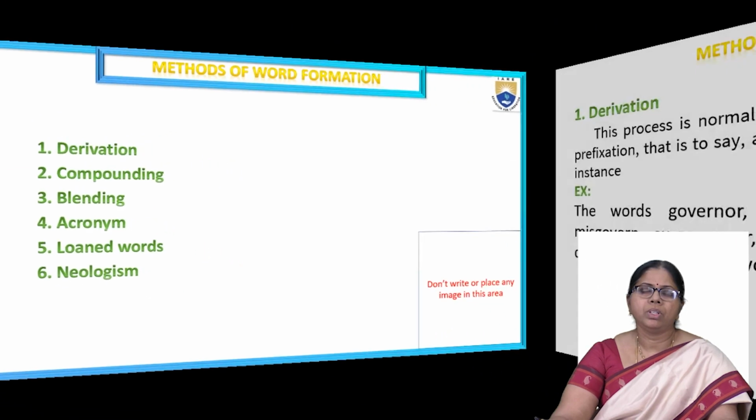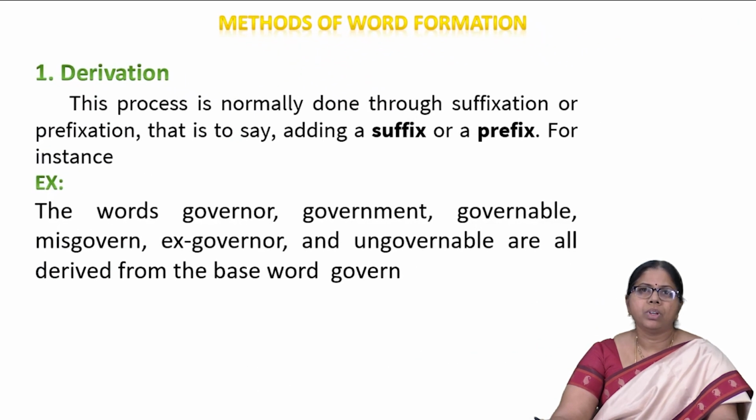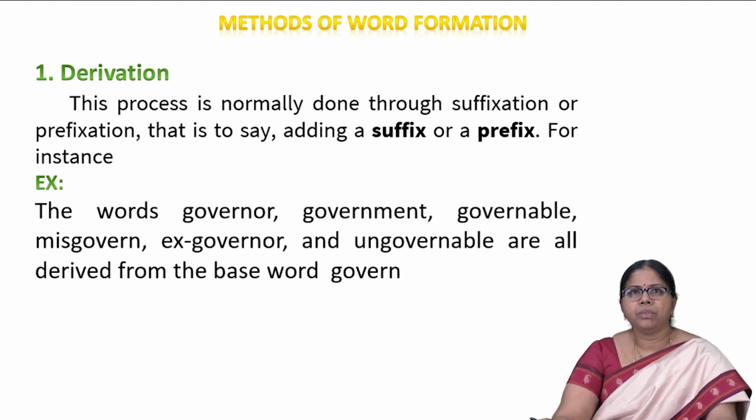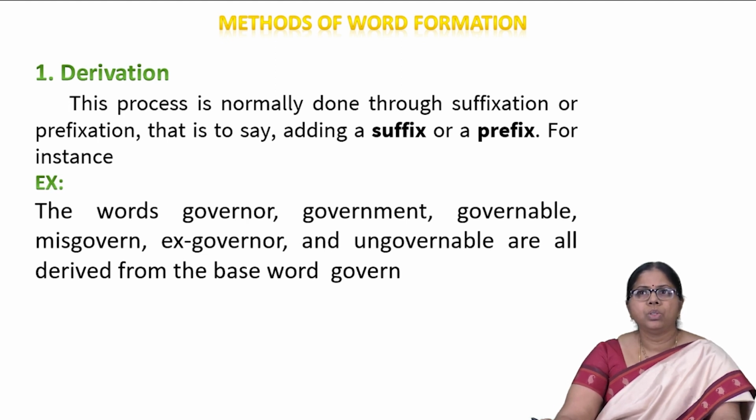First, we are going to discuss derivation. What is the process of derivation? It is one of the methods of word formation where new words are derived from existing words by the process of affixation. What is the process of affixation? Affixing means adding a syllable before a base word or after the base word. That is the process of affixation. The actual definition of derivation is that this process is normally done through suffixation or prefixation, that is to say, adding a suffix or a prefix.